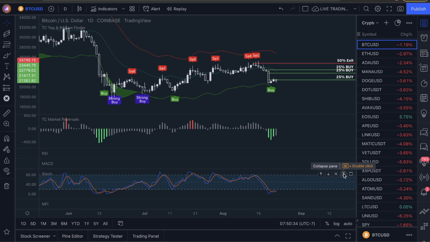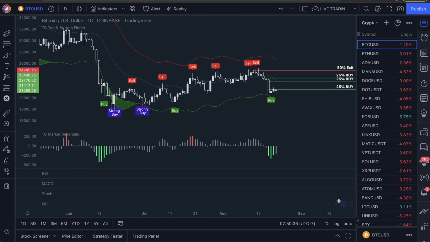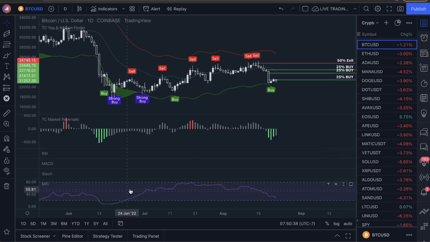All right, let's do the MFI now, because a lot of people like to look at MFI. So let's open this up. The MFI, you've got two levels up here. You've got an 80 and you've got this down here at a 20. It works a lot like the RSI, the Relative Strength Index.